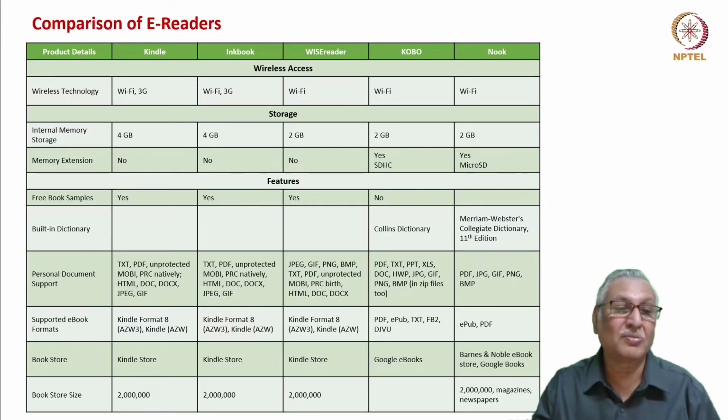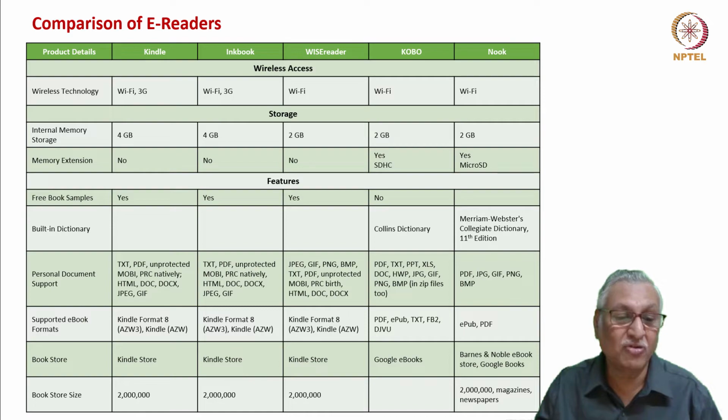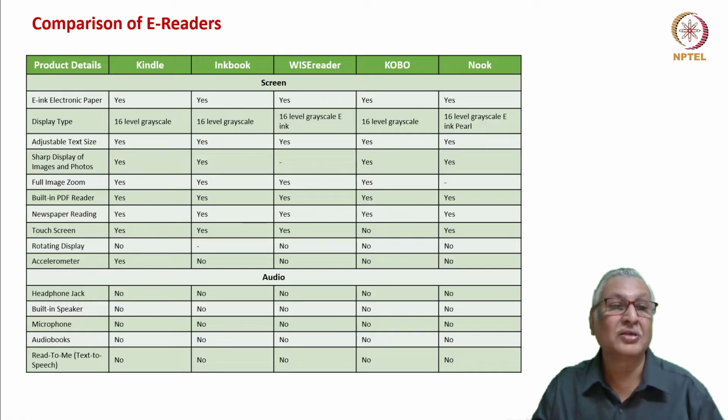what is the level of storage that is available, what is the level of memory extension that is possible, whether free book samples are provided as part of the subscription, is there a built-in dictionary, is there personal document support, what are the supported ebook formats, the bookstore that is backing up this book reader, and the bookstore size in terms of the number of titles that are available, and whether it is an electronic paper of e-ink variety, what is the display type, adjustable text sizes, whether there is a provision for sharp display of images and photos, is full image zoom possible, is there a built-in PDF reader, is there newspaper reading as part of this, touchscreen facilities available, rotating display, accelerometer, and so on.